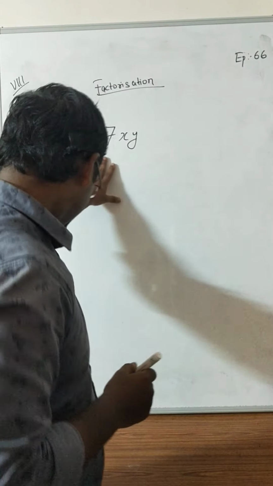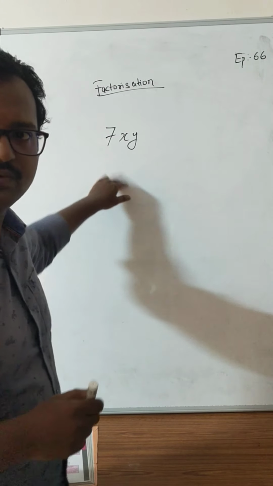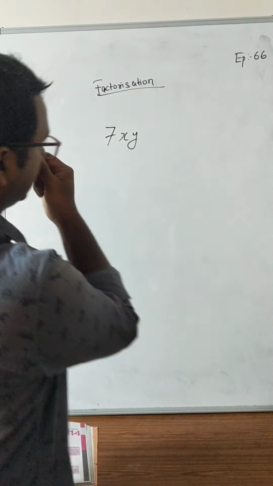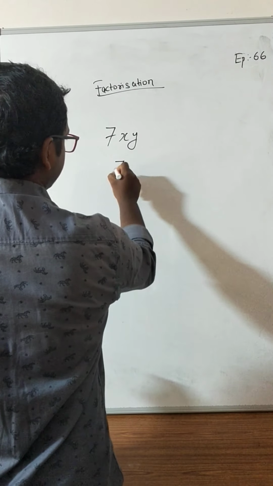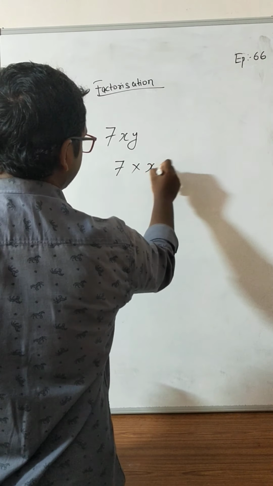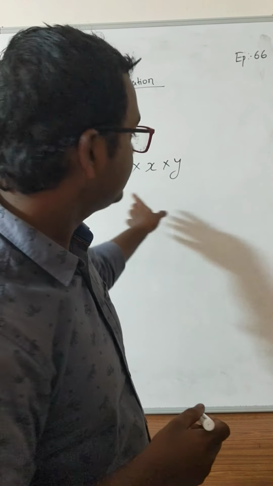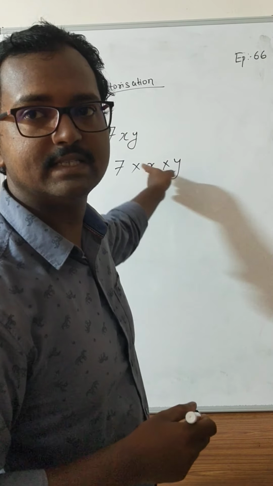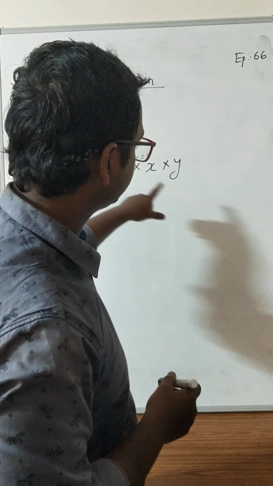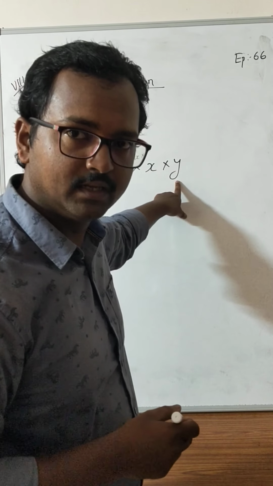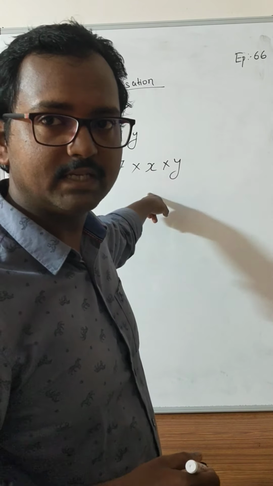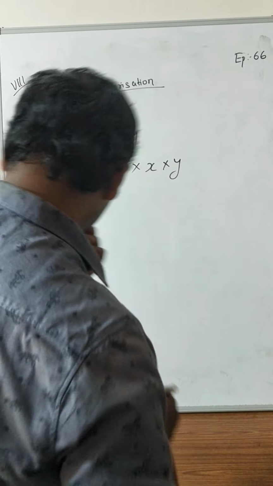See, the number here is 7xy. When you see 7xy, what is it? 7 into x into y. So when 7 is multiplied with x and the result is multiplied with y, we get 7xy. Or you can say it this way also: when 7 is multiplied with y and the result is multiplied with x, we get 7xy.